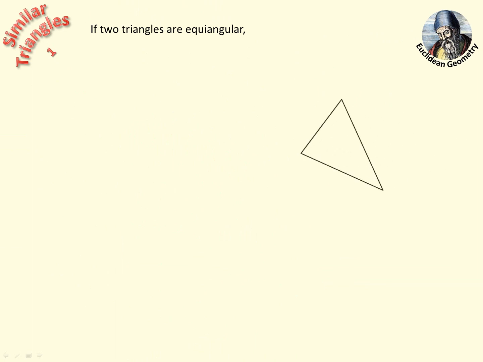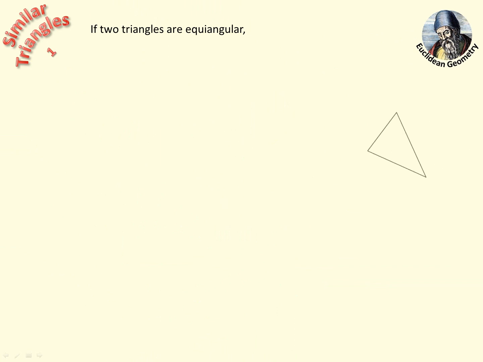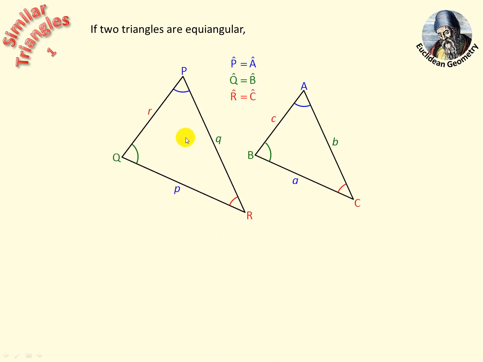If two triangles are equiangular, so notice it's actually this triangle is just this one increased in size. It could be in any position we like, but we've kept it the same there just to avoid confusion. And we have equal angles, equal angles, equal angles. Then their corresponding sides are in proportion.